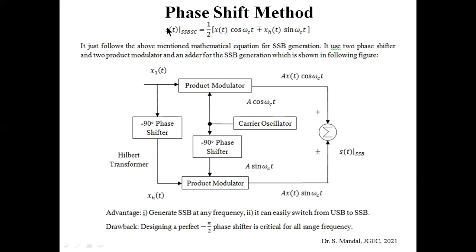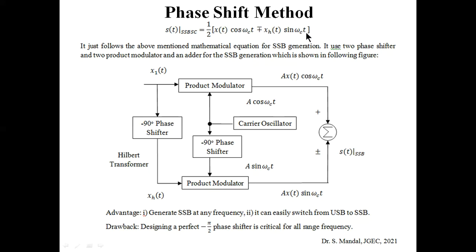So the formal equation for the SSB is given by half into x(t) into cos omega_c t minus/plus x_h(t) into sin omega_c t. So by using this simple formula, you can generate the SSBSC. First of all, we will generate the first term x(t) into cos omega_c t by using a product modulator. Then you can use a minus pi by 2 phase shifter to generate the x_h(t) from x(t), and again we need to use another phase shifter that will generate sin omega_c t from cos omega_c t.